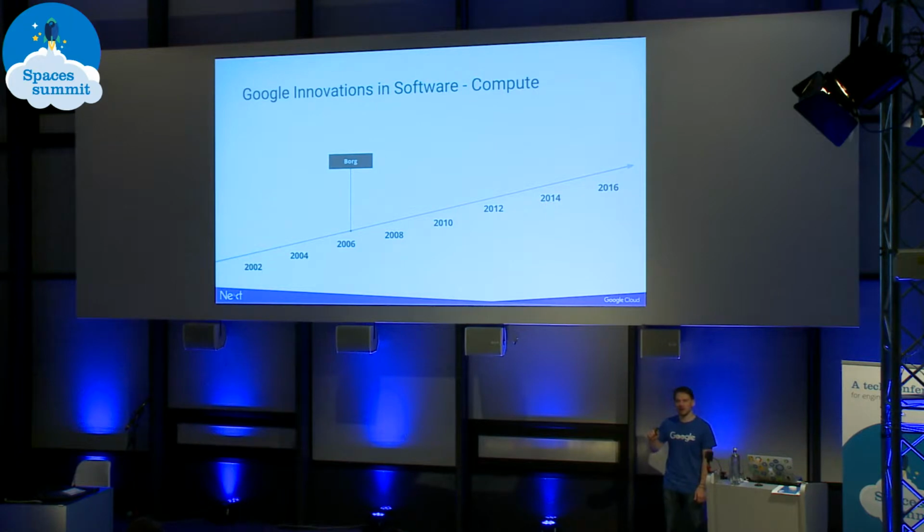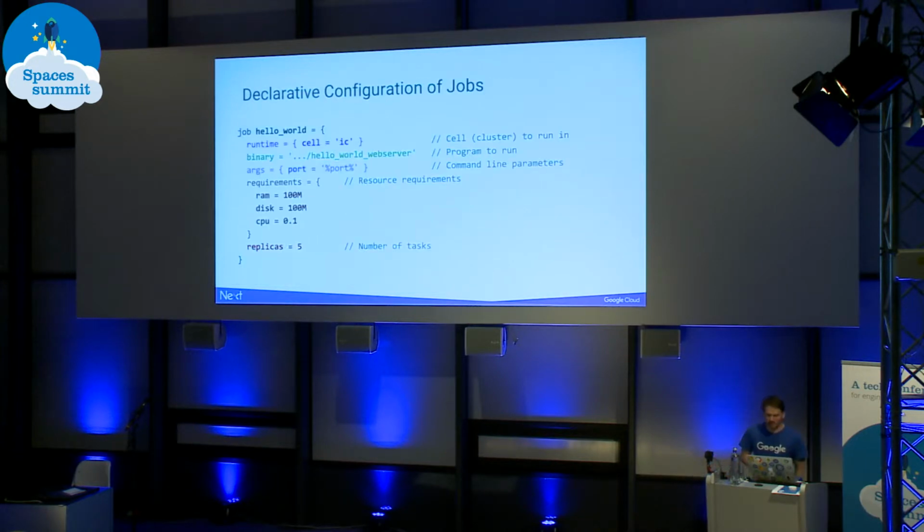And that will help you actually on the competition that was just talked about earlier. So what is Borg? Borg is our system which enables you, in a declarative way, to describe your services and jobs that you want to run. So what you see here is basically, you say, okay, what is my runtime?